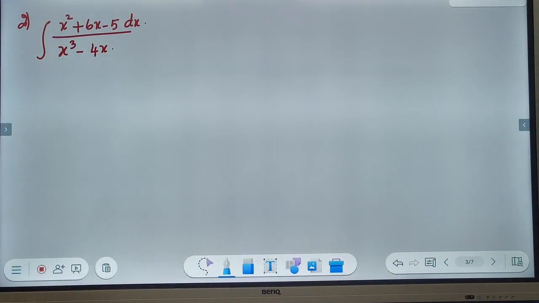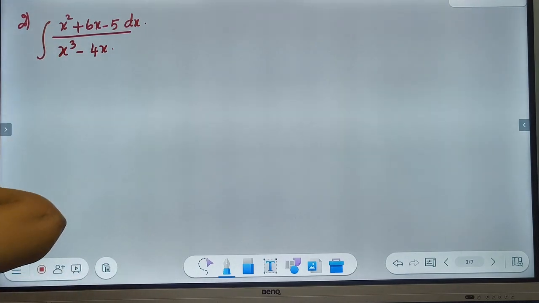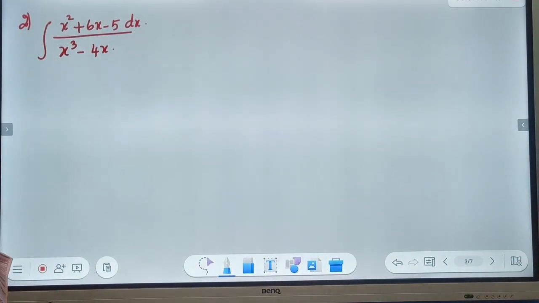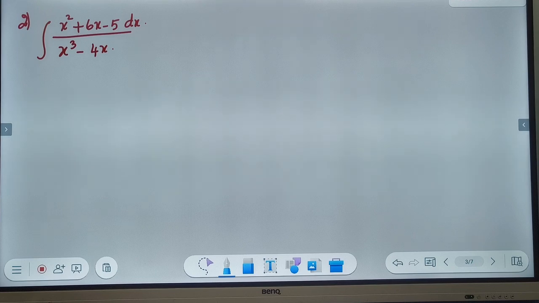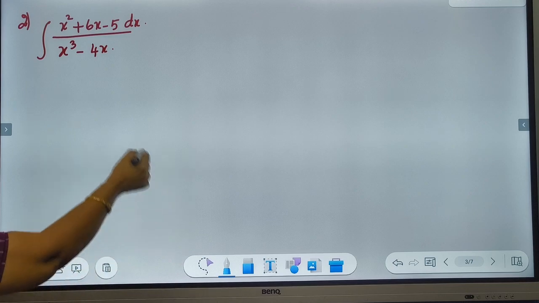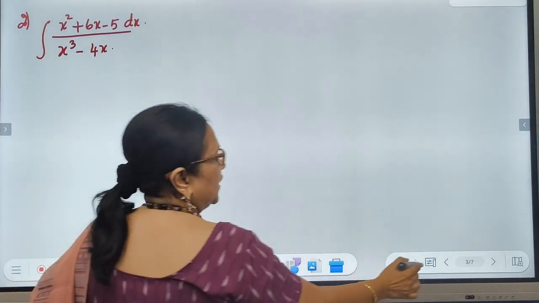Now look at this problem. We always have to check the degree of the numerator and denominator. See, we are actually doing the process of division. So it is possible to split in a particular way, in this way that we discussed in the earlier problem, only if the degree of the numerator is less than that of the denominator.